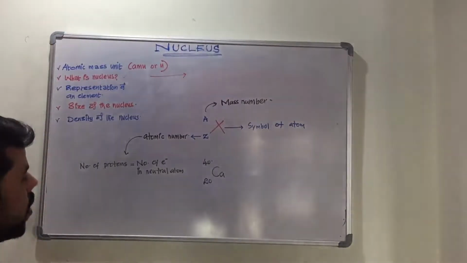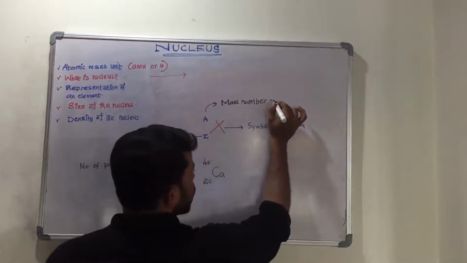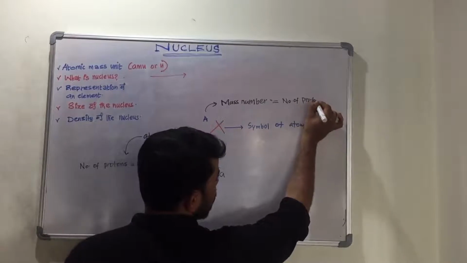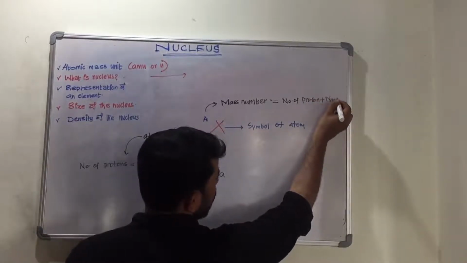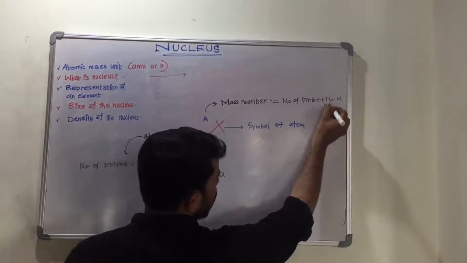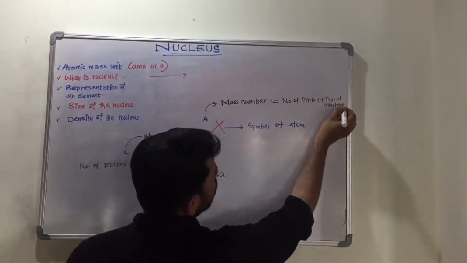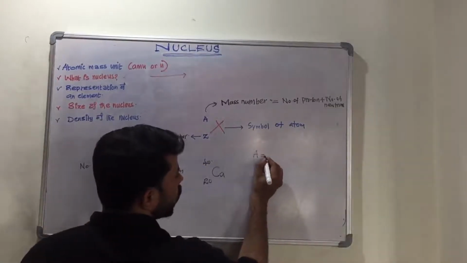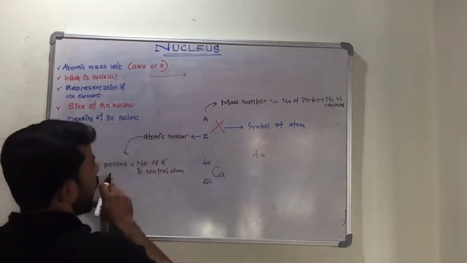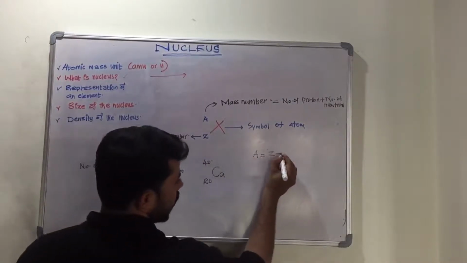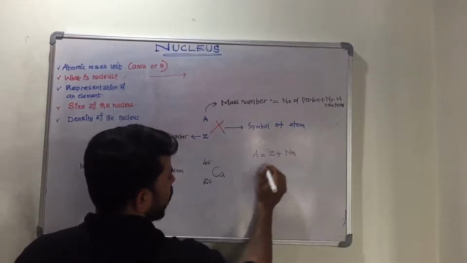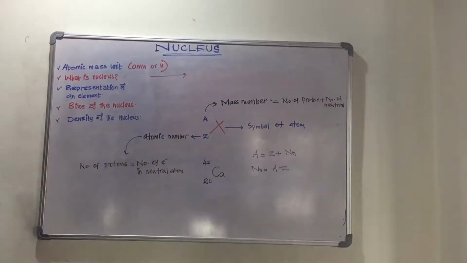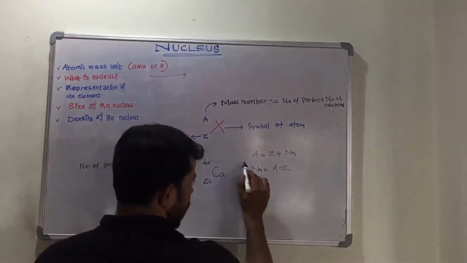Then mass number is actually the number of protons and the number of neutrons, which is the number of nucleons. Okay, so A is equal to the number of protons, which is the atomic number Z, plus the number of neutrons. From this, the number of neutrons is given by A minus Z.